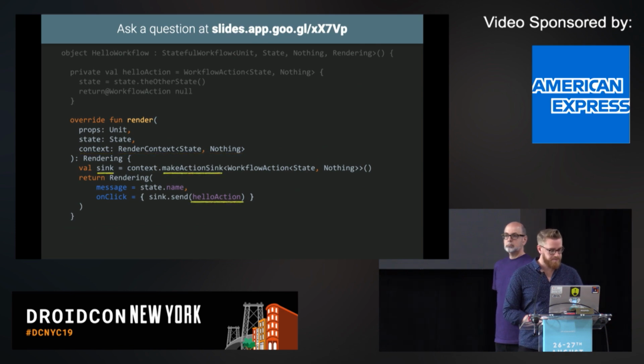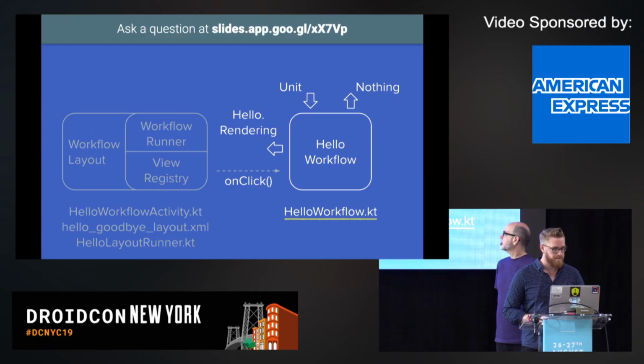So the way we do event handlers is, let's actually first look at this rendering that we're creating to return here. This is just the definition of our screen. So we pull the name out of the state, and then we create a Lambda to implement the onClick handler. In that Lambda, we send the hello action we defined to a sink. And a sink is a strongly typed, basically dispatcher that we can create in the render method. So here we're just using workflow action directly, but if you have a lot of actions, you can make sinks that are specific to different actions to add some type safety. So that's the entire workflow, pretty much.